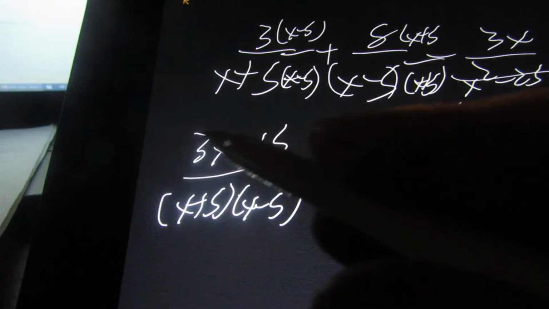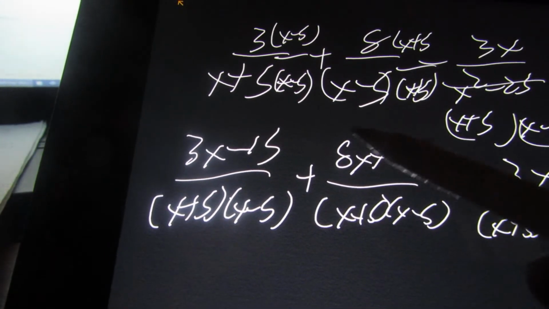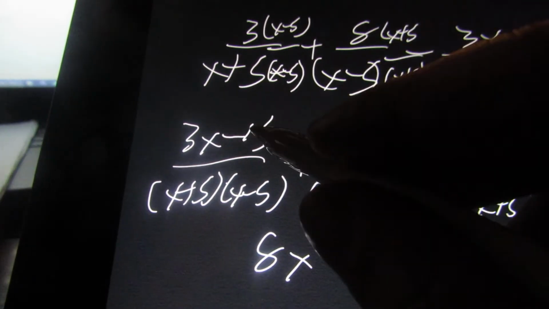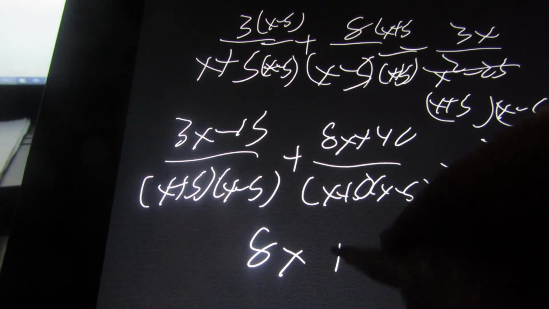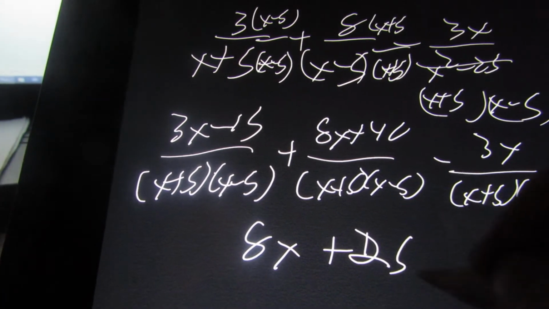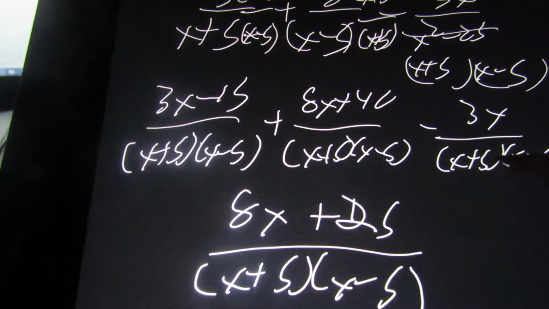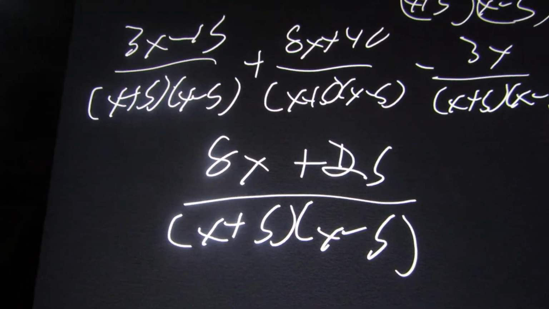Now I have common denominators, so I can go straight across. 3x plus 8x minus 3x is 8x. Minus 15 plus 40 is plus 25. All over (x plus 5)(x minus 5). I can't factor anything out of the top, so this is as far as I go.